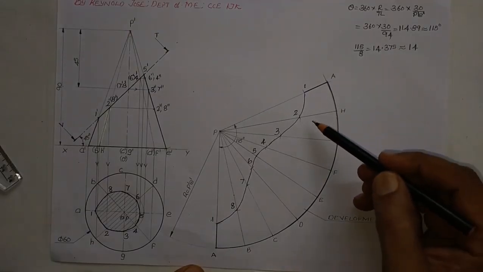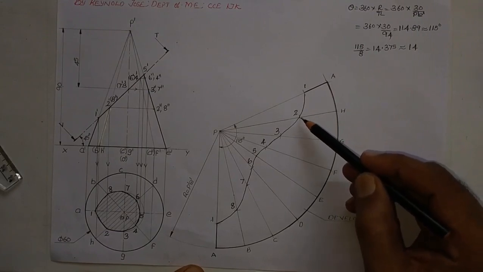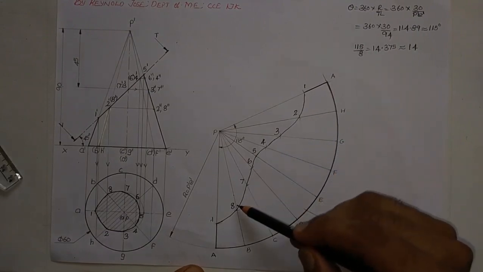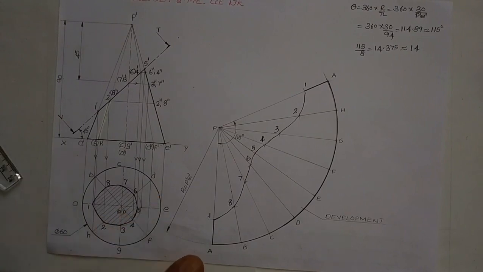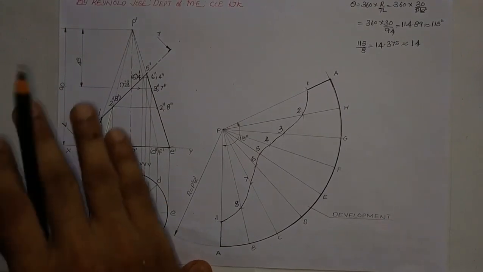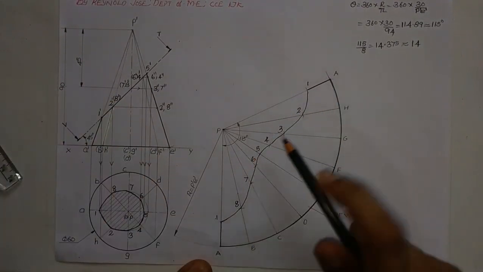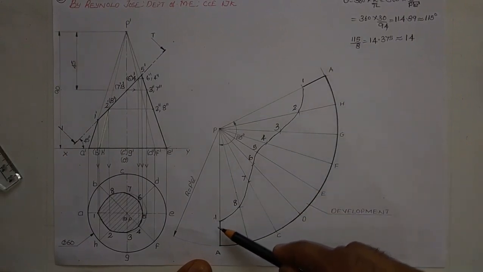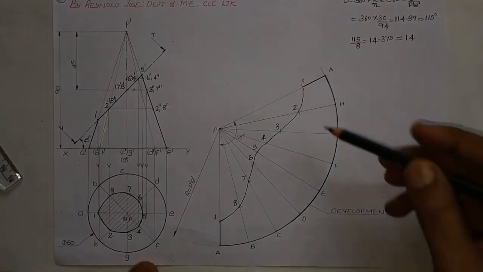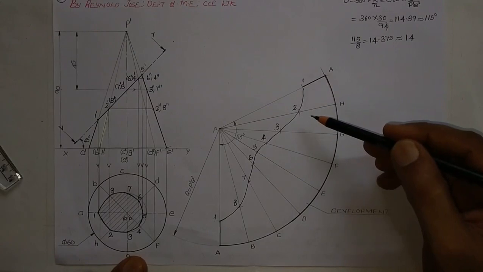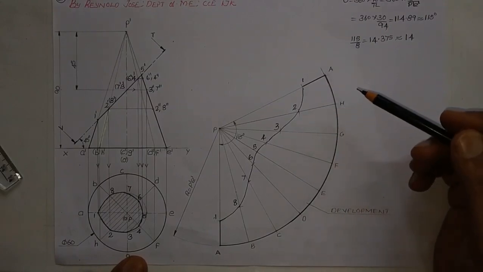In this development, we got the measurement for marking 2, 3, 4, 5, 6, 7, 8 from this front view using a procedure. So it is from the front view we took measurements for drawing 1, 2, 3, 4, 5, 6, 7, 8 and 1. So we shall indicate some of the measurements here. Not all of them, but only 1 or 2 of them.